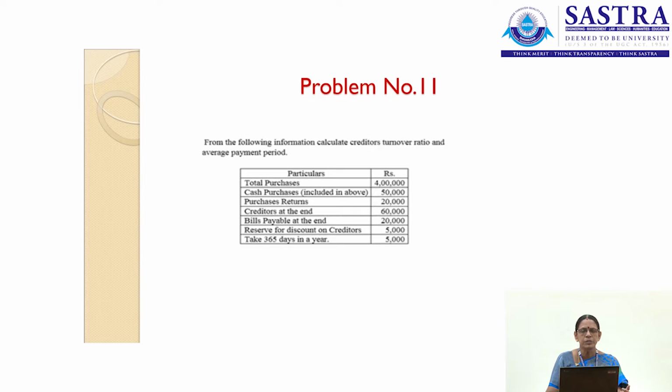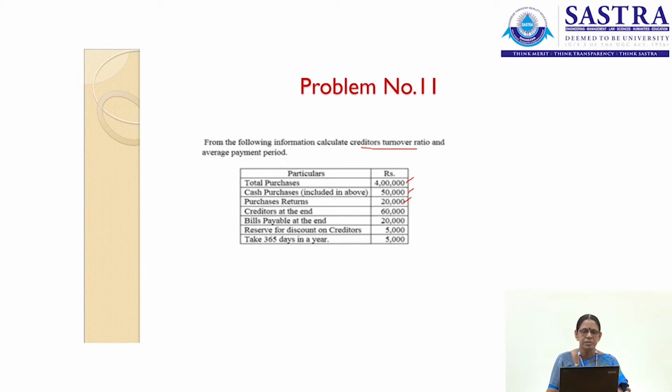From the following information, calculate creditors turnover ratio and average payment period. Total purchases is 4 lakh rupees. Cash purchases included in above is 50,000. Purchases returns is 20,000. So with this we are going to find out your net credit purchases. Total purchases 4 lakh rupees minus your cash purchases 50,000, you will get 3,50,000 as your credit purchases, minus your purchases returns, that is 20,000. So 350 minus 20 is 3,30,000 rupees.